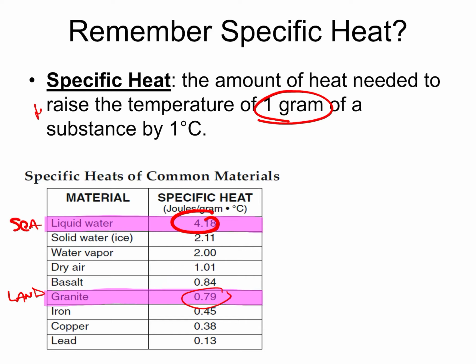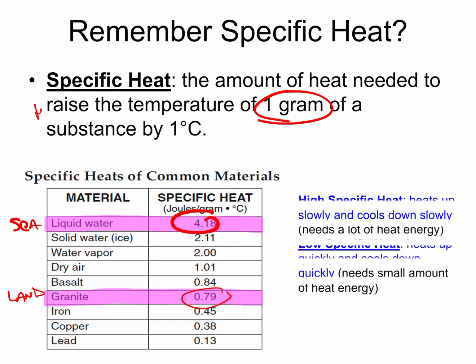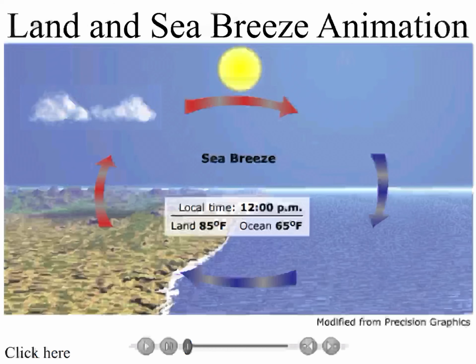The higher the specific heat, the longer it takes. It's going to go very, very slowly. So remember, the sea's temperature stayed pretty much the same the entire time. It was the land that changed, all right? And that's because it has a low specific heat and it changes its temperatures very easily.